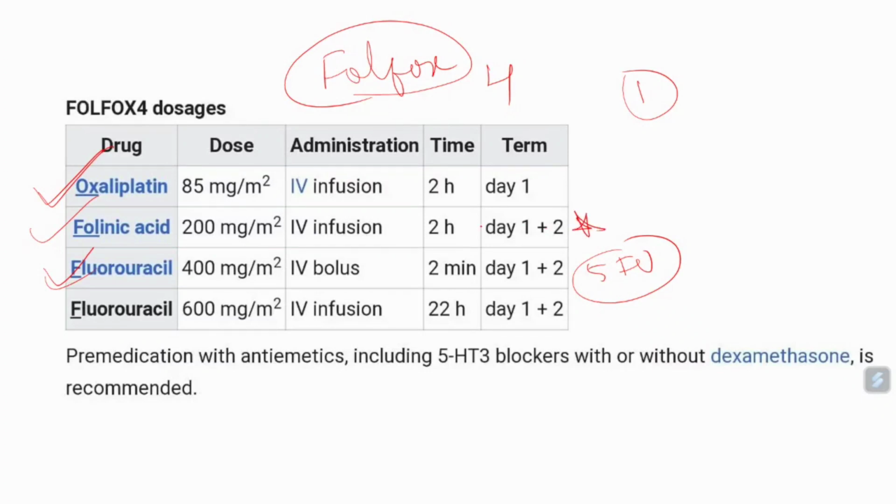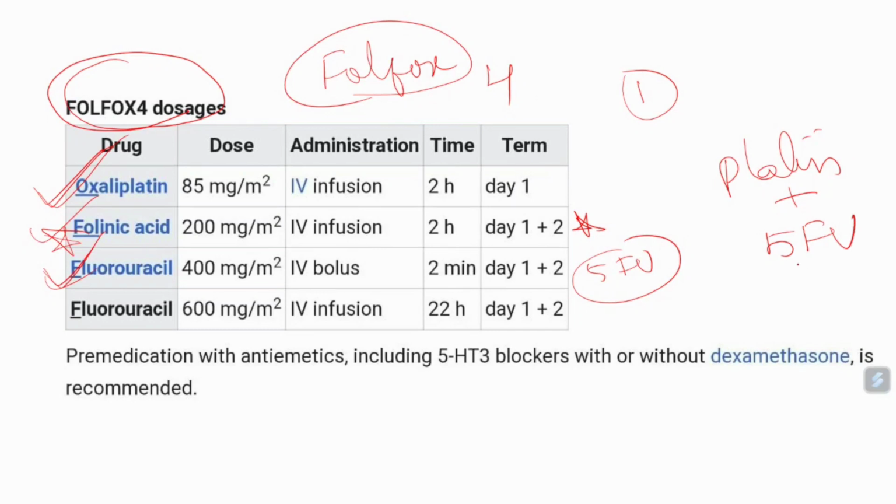Actually, folinic acid is a supportive drug. So oxaliplatin and 5-fluorouracil, these two drugs I already told you about in the previous class while explaining 5-fluorouracil, where there is a regimen called Folfox. In the Folfox regimen, platin is always combined with 5-fluorouracil, or in some cases, if 5-fluorouracil is contraindicated, we have capecitabine. So this is the Folfox regimen.